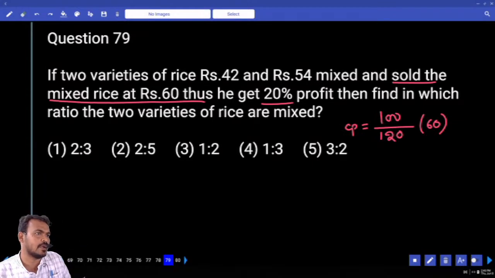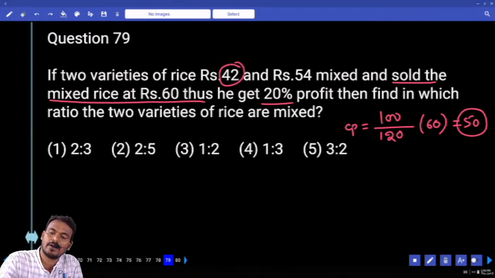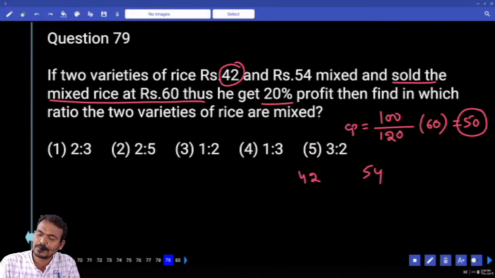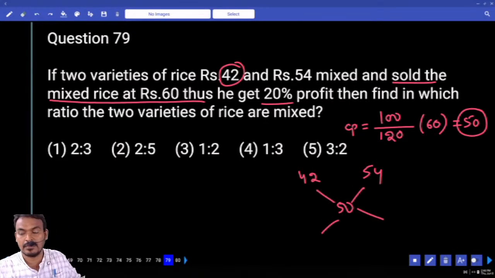120% is the selling price, 100% is the cost price. We get the cost price of the mixture: how many rupees? 50. What is the first one per kg value? 42. Second one per kg value? 54. What is the mixture cost price? 50. Because 60 is the selling price, converted to cost price it is 50.